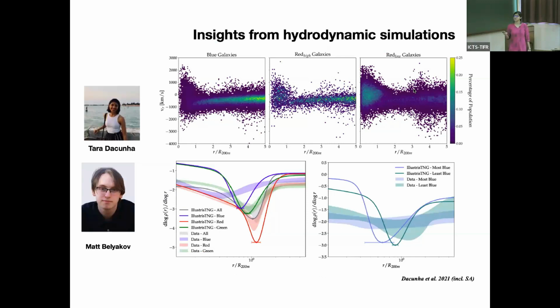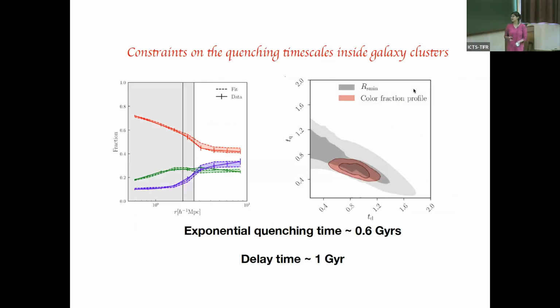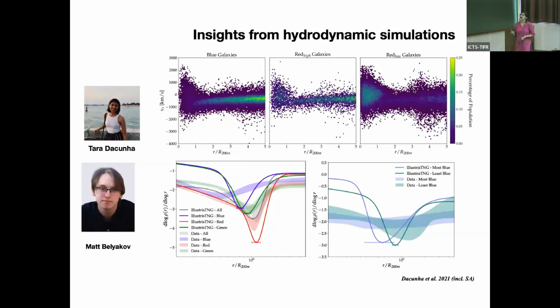Of course, we had some first constraints. We saw that there has to be a delay time of about 1 gigayear and an exponential quenching time of 0.6 gigayears. Of course, the model is quite simplistic. We did not consider the angular momentum of the orbit, and when we looked into hydrosims, the picture can be quite dramatically different. But I think using both the slope and the density distribution together, we can really start to understand the history of the infalling galaxies in the clusters.